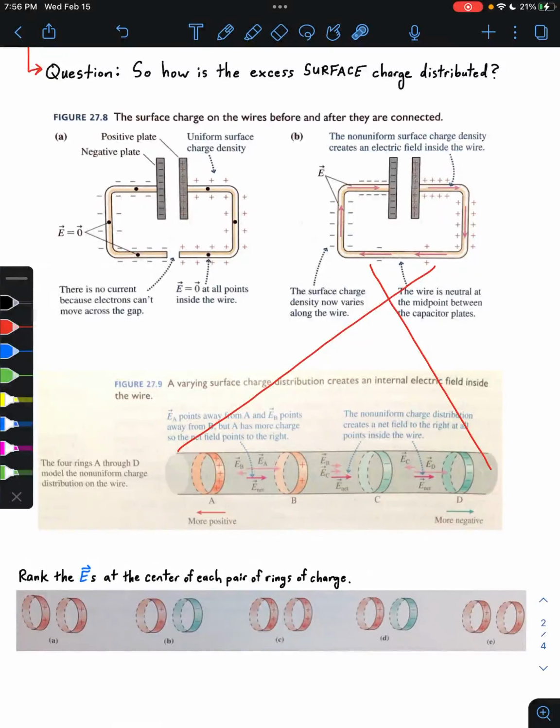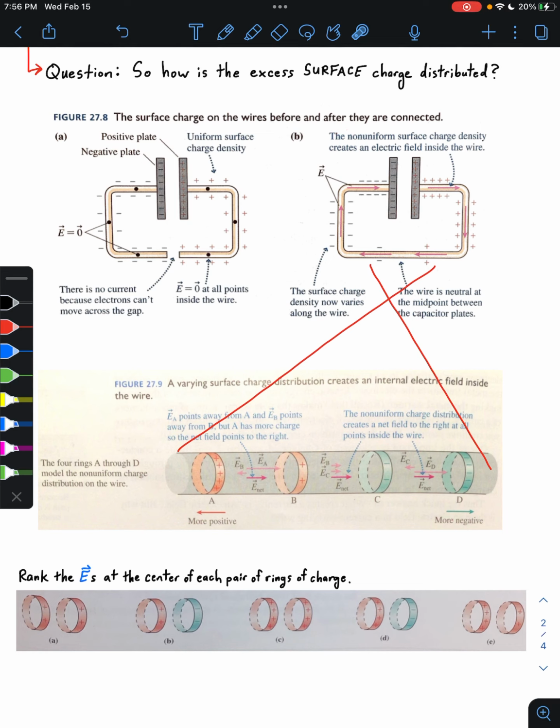So if the excess charge that generates the driving field is not inside the wire, but on the surfaces of the wire, then how is that excess surface charge distributed, on which parts of the surface? We can investigate that by considering surface charge on the wires before and after they are connected.